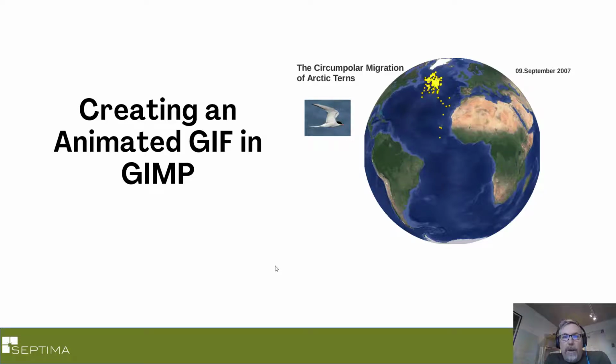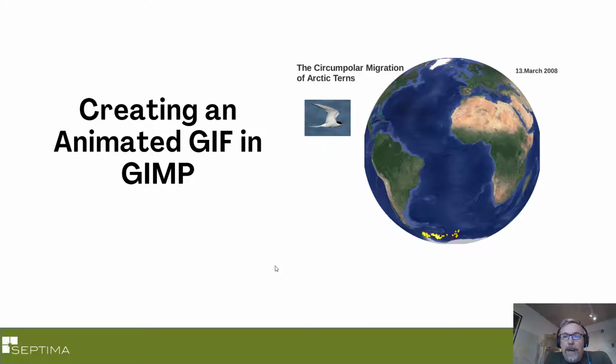Hi, in this video, I'm going to describe how to create an animated GIF in the open source graphic software GIMP. This video that you're seeing on the screen here was created using the QGIS temporal controller, where I exported a series of still images and stitched them together to create this. So I'm going to show you how to do this.